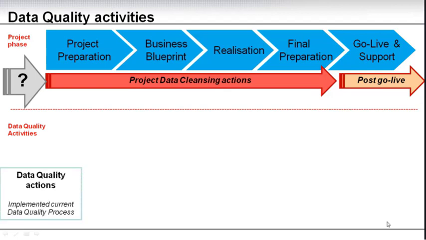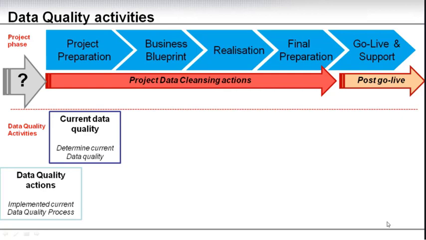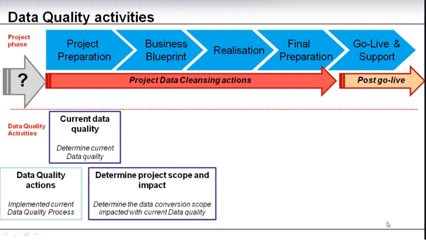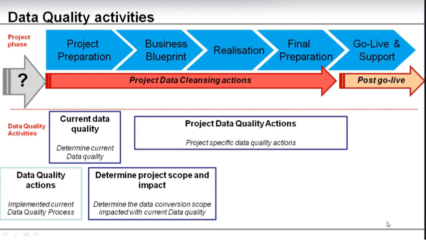So the data quality activities is, you need to look at what is the current action, what is the implemented current data quality process. You need to know what that is. Then you need to assess the current data quality, and you need to determine how good or bad it is. Then you need to determine the project scope and impact, or the impact of the current data quality to your project. Once you know that, you can take your project data quality actions, and this has to be driven by you unless someone else is nominated, but it has to be controlled and monitored by you at least.